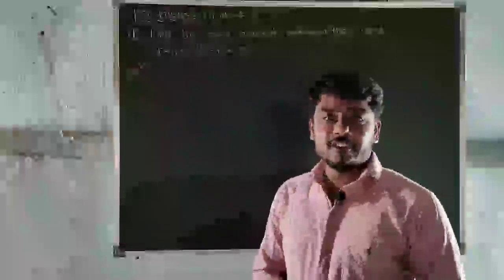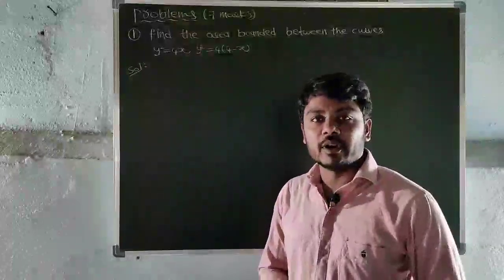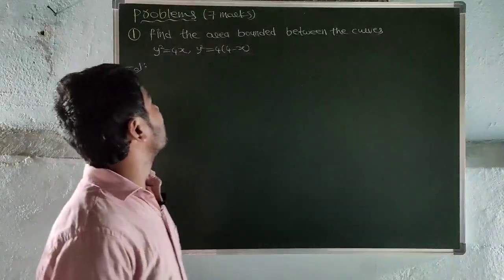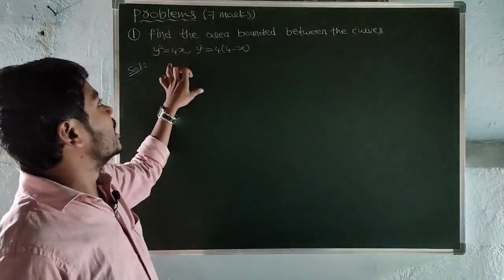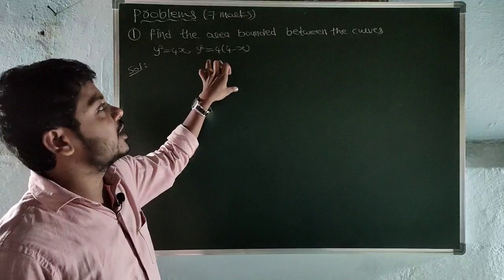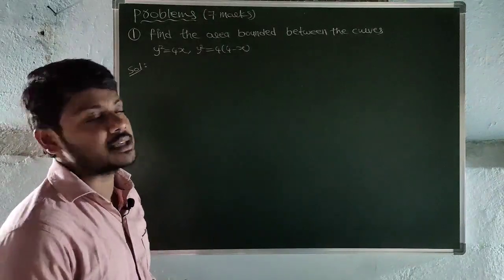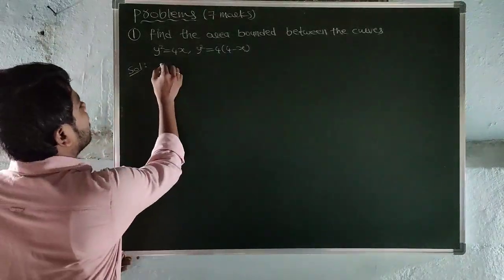Hi, hello everyone. For this session, we will discuss a few problems. So, see the first problem. Find the area bounded between the curves y square equal to 4x, y square equal to 4 into 4 minus x.